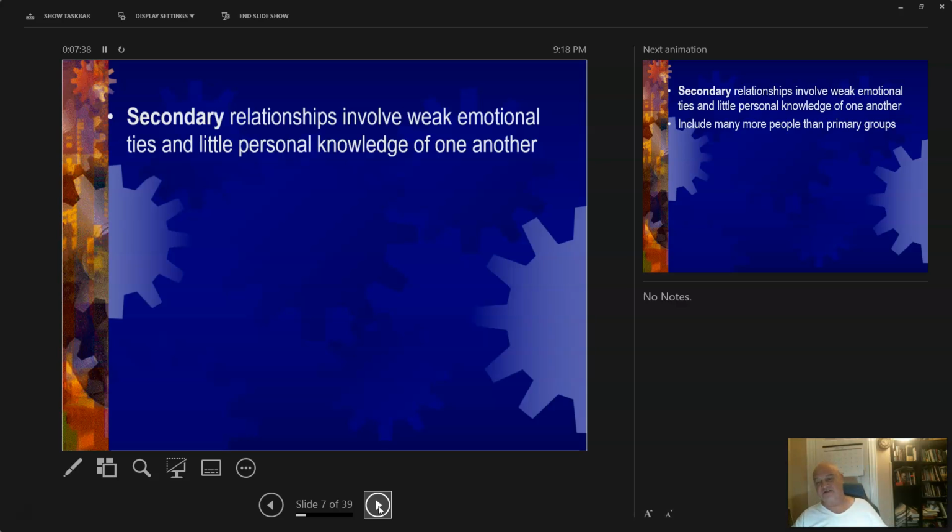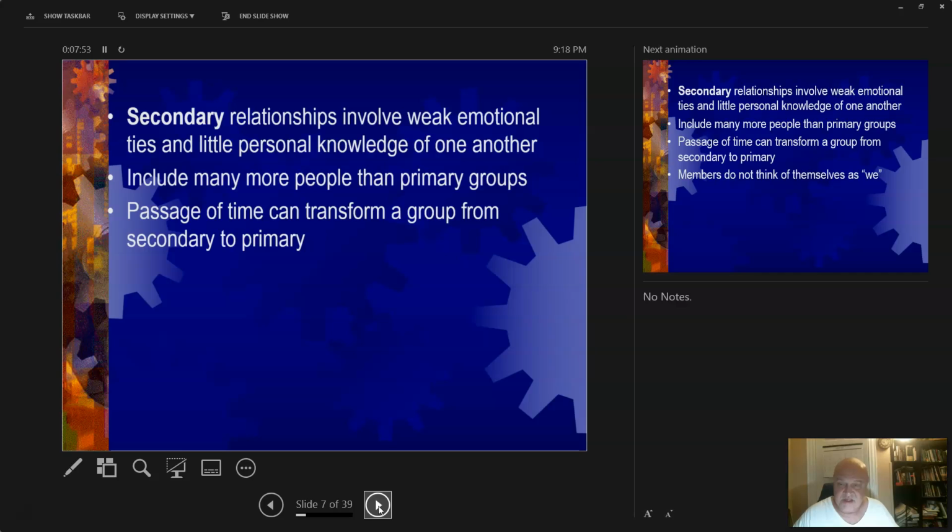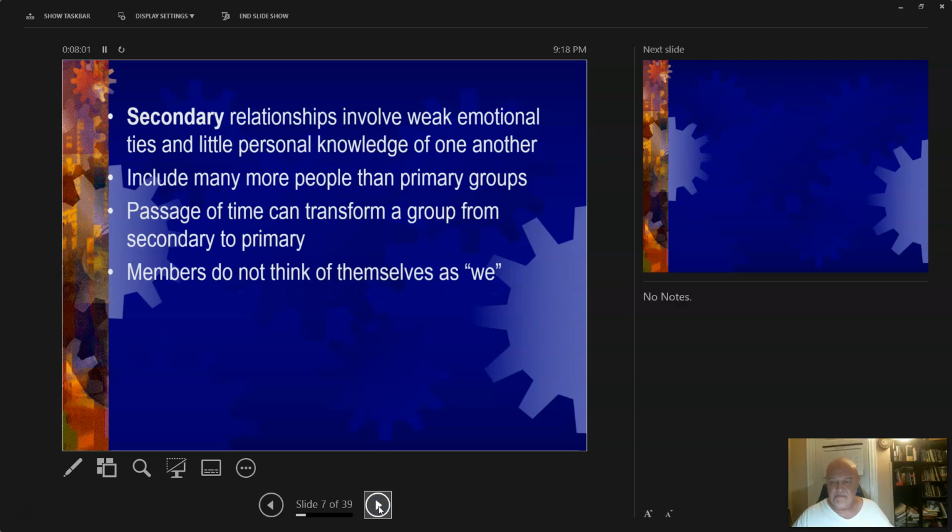So a secondary relationship, by contrast, involves a weak emotional tie and little personal knowledge of the other folks in the group. And they include more people than do primary groups. The passage of time can transform a group from a secondary to a primary group. Members don't necessarily think of themselves as "we," as you might if you're going to your family reunion. You're thinking about "we, my family," right? You're not thinking about your English class or your sociology class as "we," okay?